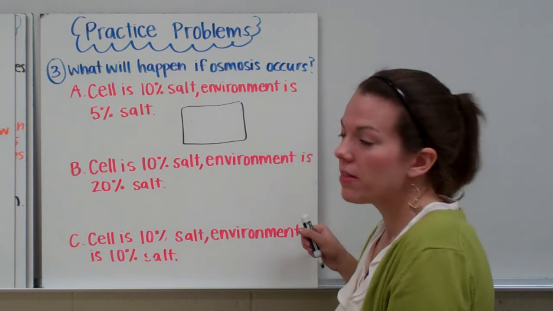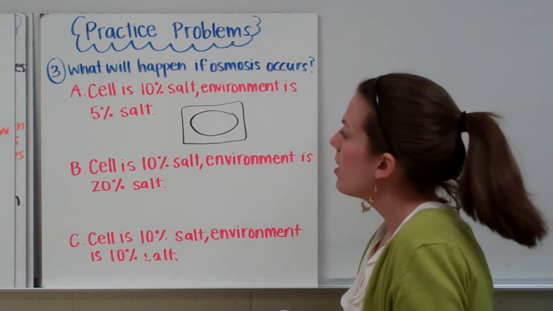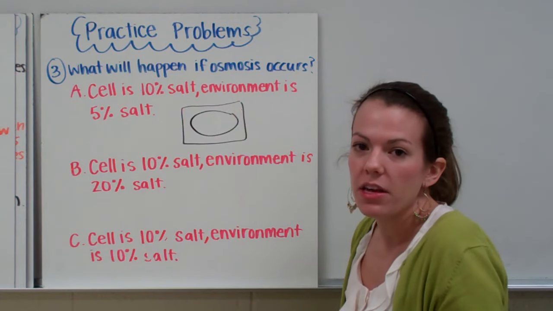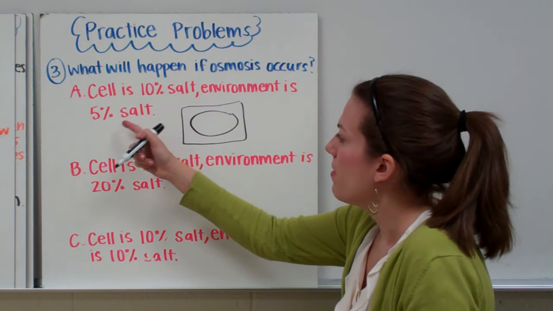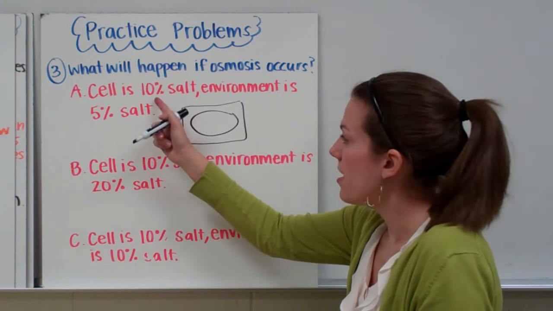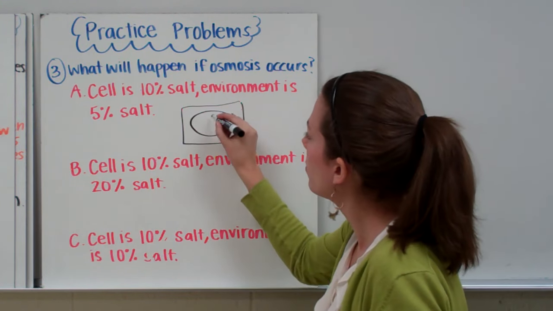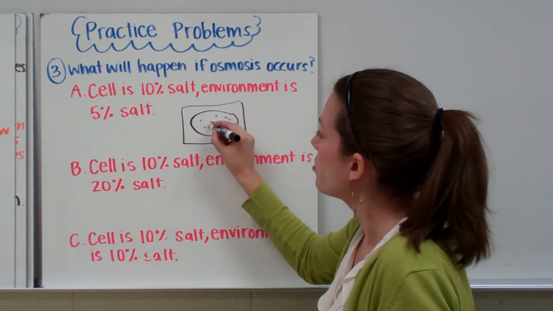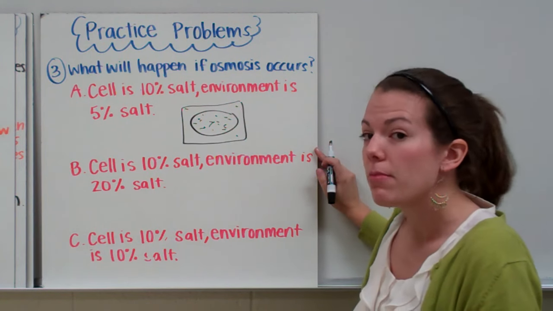Our box will represent the environment, and the circle will represent the cell. So now you're going to draw dots to represent the particles or the salt. Okay, the cell has 10% salt, and the environment is 5% salt. Since 10 is a greater number than 5, we expect the cell to have more salt than the surrounding environment. Now it says, what will happen if osmosis occurs?